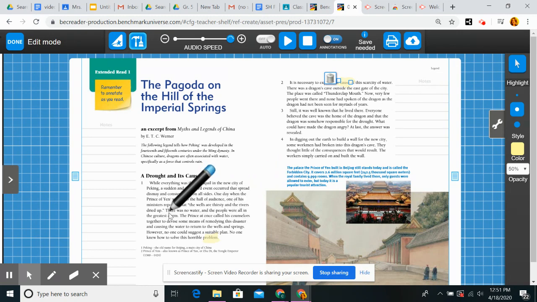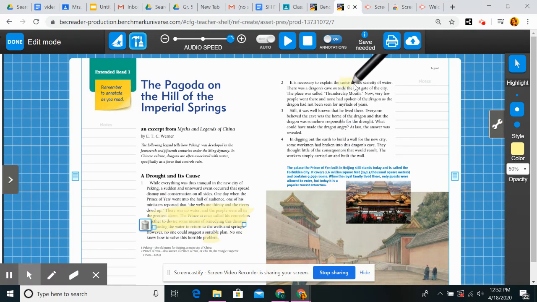So it says, there was no water and the people were all in the greatest alarm. The prince at once called his counselors together to devise some means of remedying this disaster and causing the water to return to the wells and springs. So that is the problem. The problem is that there's no water for people to drink, and this is causing them to not be able to survive.